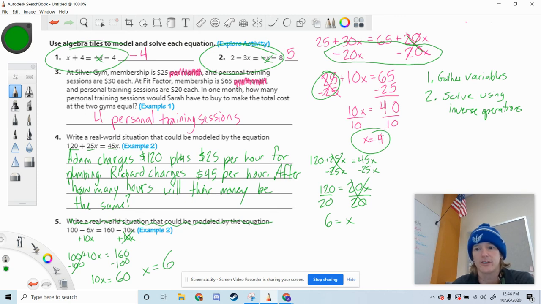Okay, and I want you to write your answers like this. So on your Google form, don't just put 4. Put x equals 4. That's what your answers should look like. As always, let me know if you have any questions.